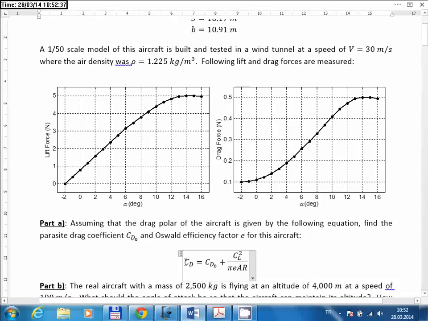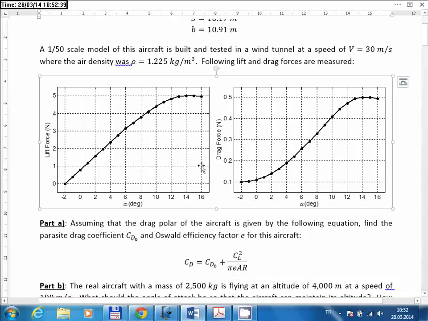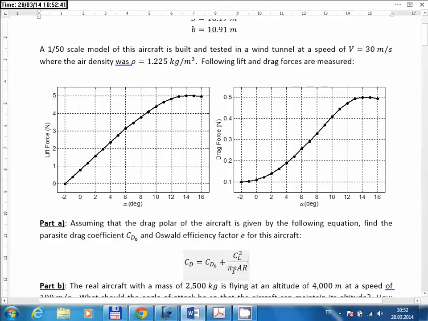So this is the drag polar equation, and from the data you measured in the wind tunnel, you are asked to calculate this value, the Oswald efficiency factor, and the present drag coefficient.